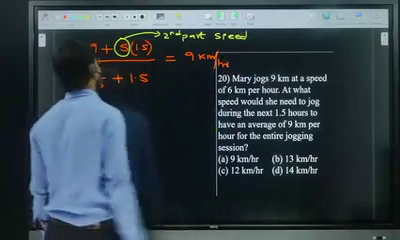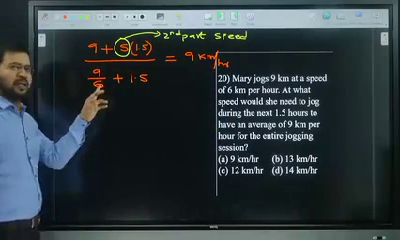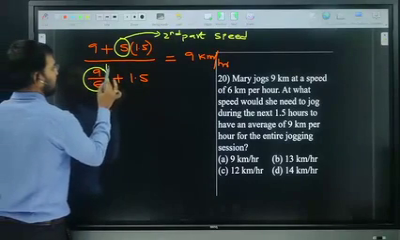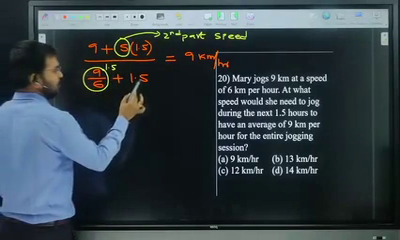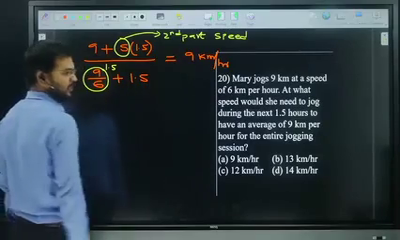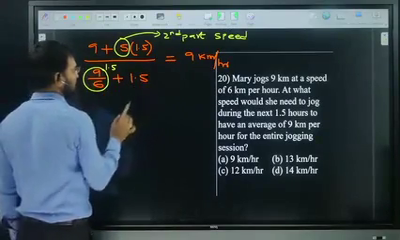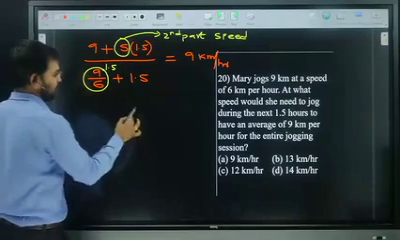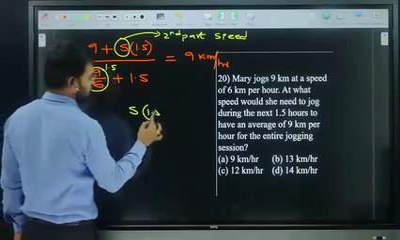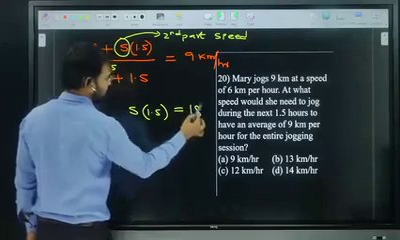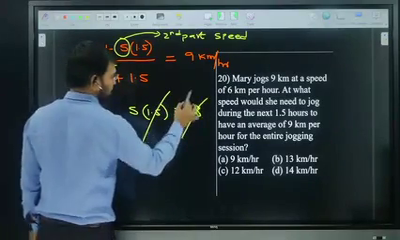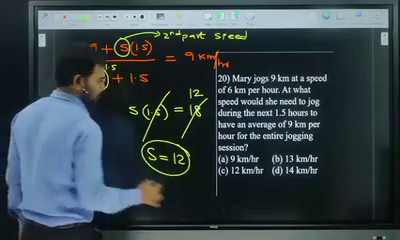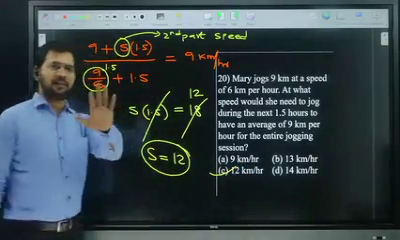Look at me, all of you. 9 by 6 is nothing but 1.5. So 1.5 plus 1.5 is 3. 3 comes to this side, 27. This 9 comes to that side, 18. Therefore, s into 1.5 is equal to 18. s is 18 by 1.5, which is 12. The speed of the second part is 12 km per hour. All of you clear?